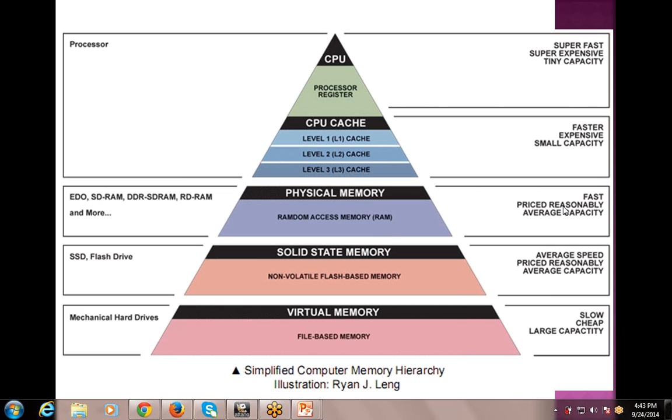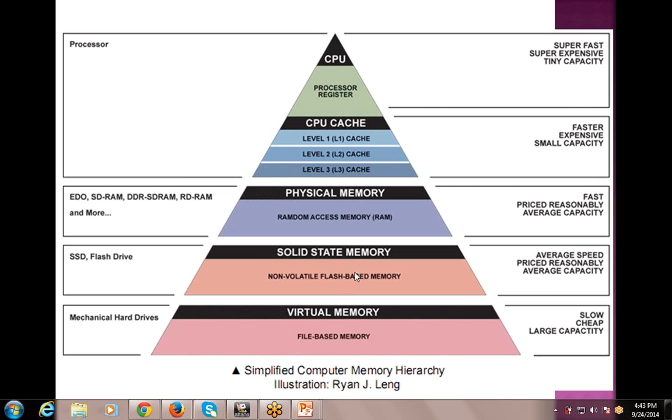That is fast, reliable, price reasonable, average capacity. Examples include EDU RAM, SRAM, DDR RAM, ROM and much more. So this is the main part. That's why it lies in between the cache memory, registers and the main memory and the secondary memory. That is, it is used for storing the data and the instructions in the main memory.